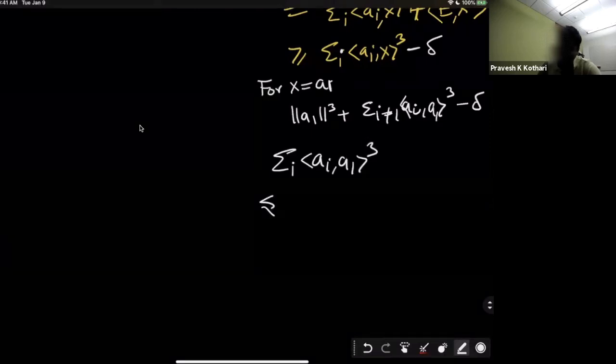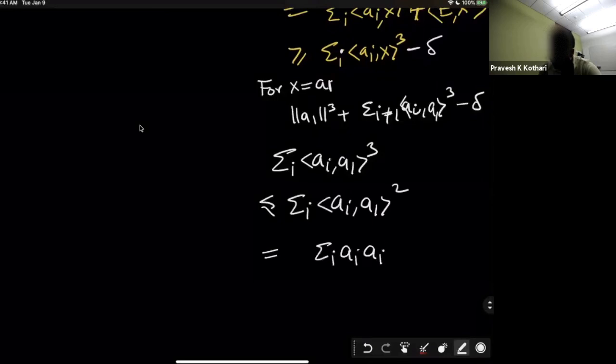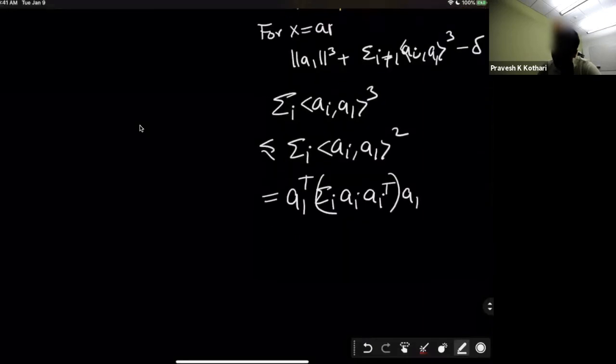So I use the fact that AI dot A1 is at most 1, but I'm summing over everything now. And now I use the fact that this is the quadratic form of this matrix. I use the fact that the largest eigenvalue of the sum of AI AI transposed is 1 plus epsilon to conclude that this is at most A1 squared, right?